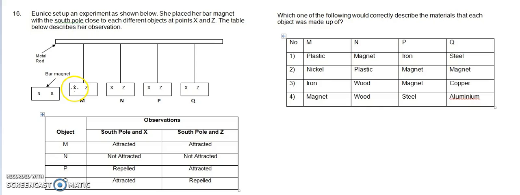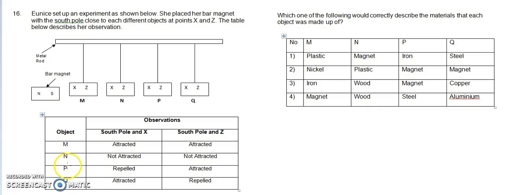Okay, so the different ends X and Z. So she tested all 4 objects M, N, P and Q. And what is the result? Okay, for object M, south pole and X is attracted, south pole and Z is attracted. For object N, both the south pole of X and Z is not attracted.